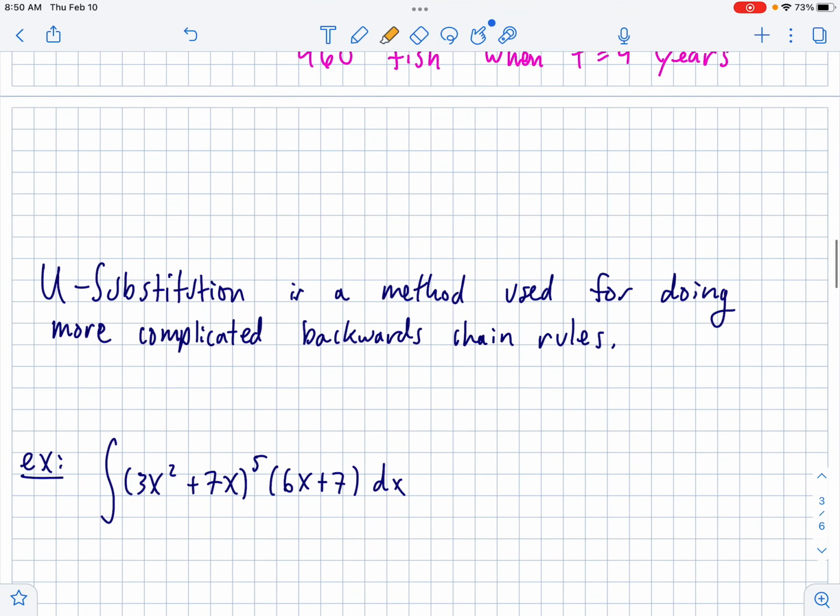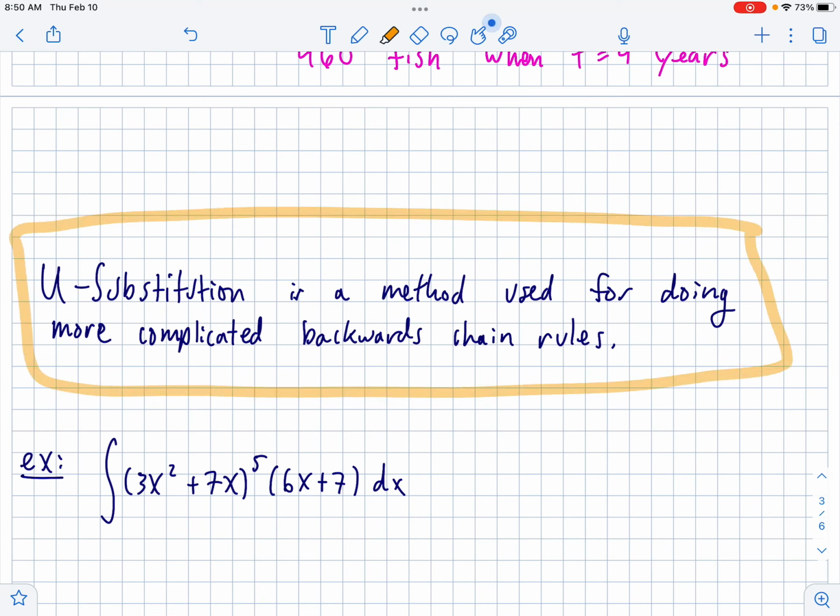Now, you guys, there's this process called U-Substitution. We've sort of been doing a baby version of it. Well, we haven't really been doing it, but we've been doing backwards chain rules. U-Substitution is for backwards chain rules. Yeah, it's all about backwards chain rules. But I think up until now, the inside function has always been a linear function.